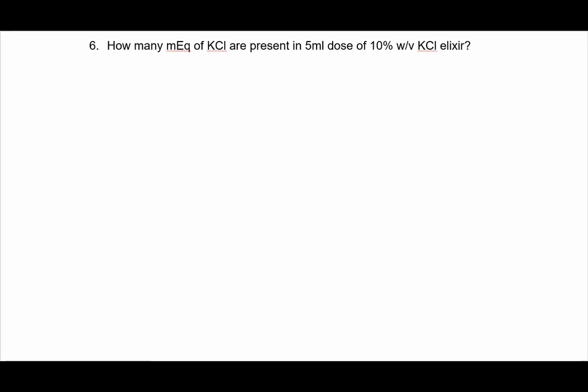Moving on to question number 6. Here the question says, how many milliequivalents of KCl will be present in a 5 milliliter dose of 10% weight by weight KCl elixir? In these types of calculations, I get tempted to start from the end. So 10% weight by weight KCl, that would be the solution, and this is the volume of the solution, and I have to find out how many milliequivalents will be present.